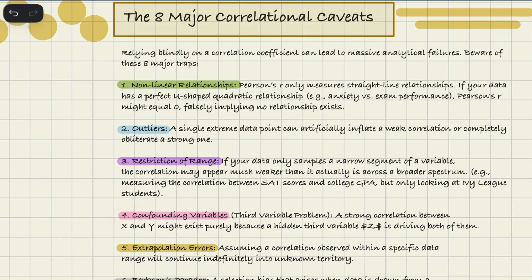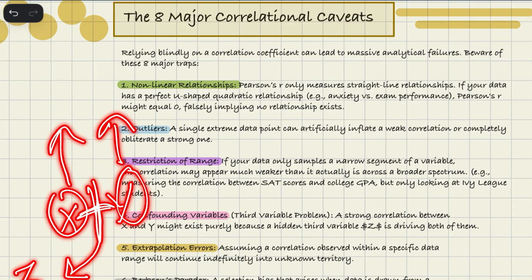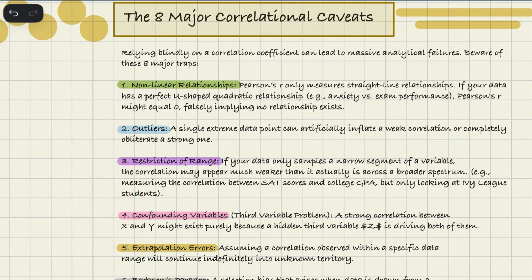Then comes the confounding variables. So this is the third variable problem. Just because X and Y change together doesn't mean that they are directly connected. There might be a hidden third variable, for example Z, that is driving both of them simultaneously, creating an illusion that they are partners, but rather there is a hidden person Z who is driving them forward, right? So this is another major problem.